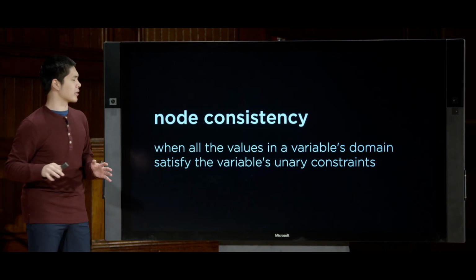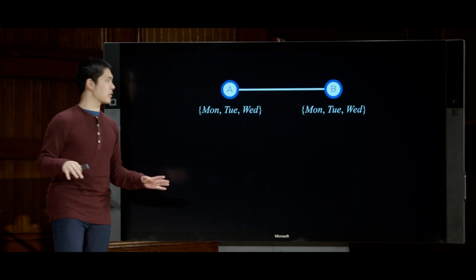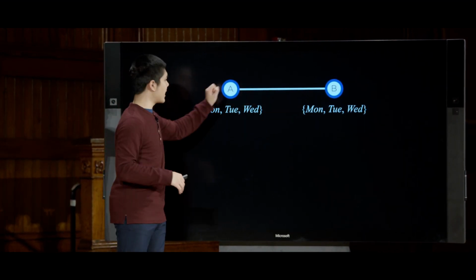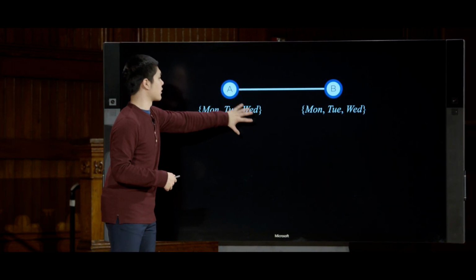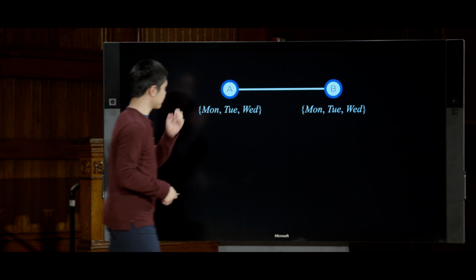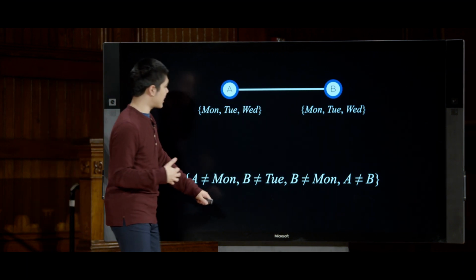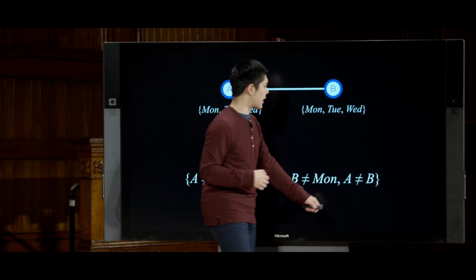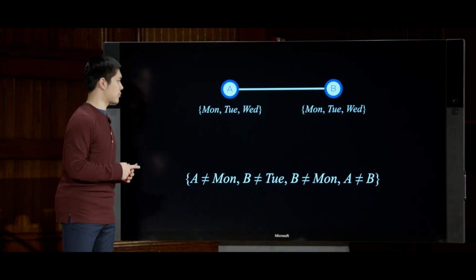So what does that actually look like? Let's look at now a simplified example where instead of having a whole bunch of different classes, we just have two classes, A and B, each of which has an exam on either Monday or Tuesday or Wednesday. So this is the domain for the variable A, and this is the domain for the variable B. And now let's imagine we have these constraints. A not equal to Monday, B not equal to Tuesday, B not equal to Monday, A not equal to B. So those are the constraints that we have on this particular problem.